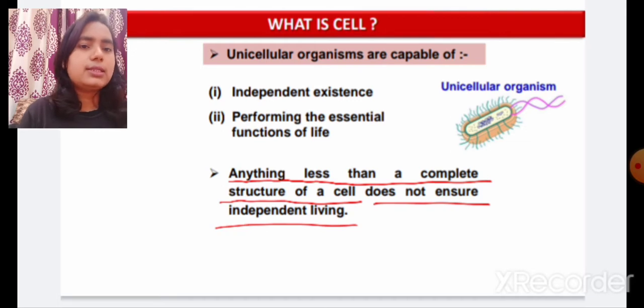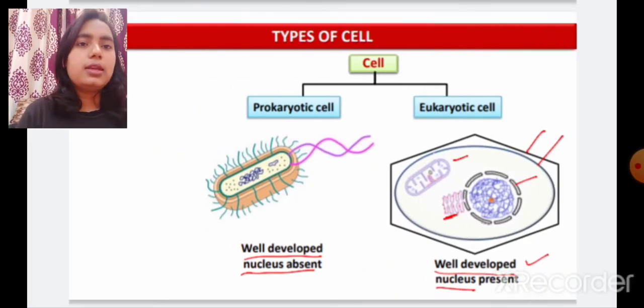Example is bacterial cell. Anything less than a complete structure of a cell does not ensure independent existence. Example is virus. Virus is not a cell, so it does not show independent living existence. Next is types of cell.